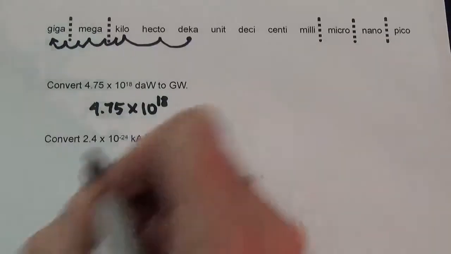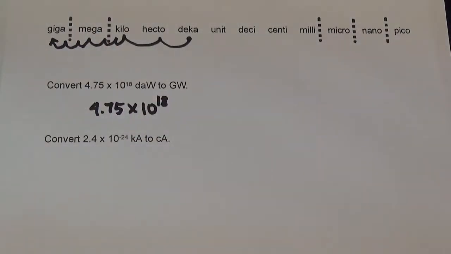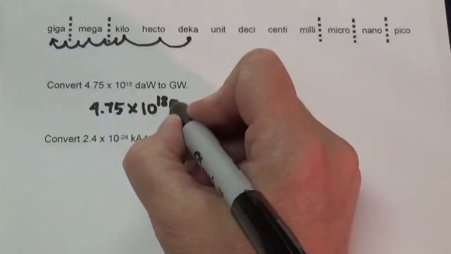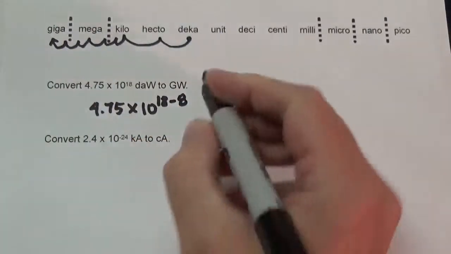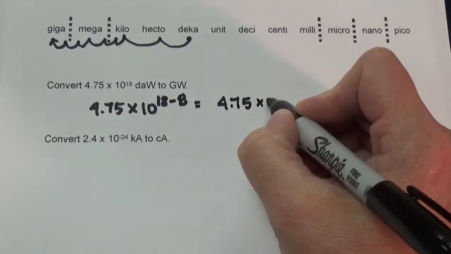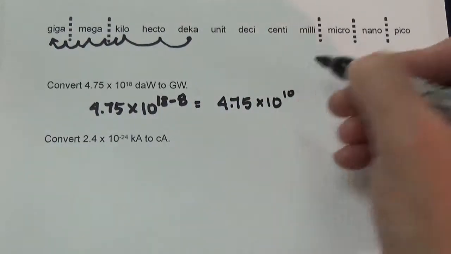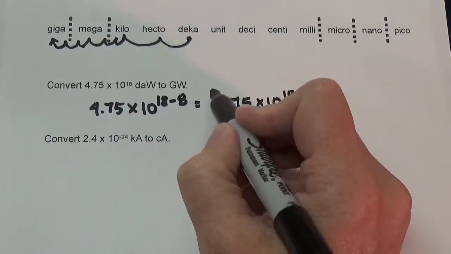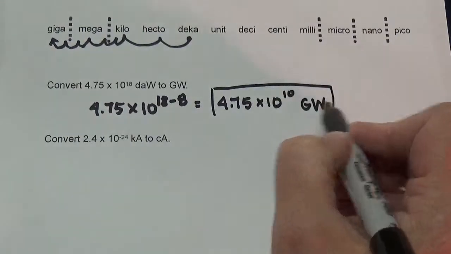When you start with 4.75 times 10 to the 18th, in order to move to the left, you can just subtract from the exponent the number of places you went. So since we went to the left, we are going to subtract 8 from 18. And we end up with 4.75 times 10 to the 10th. And then our unit would be gigawatts. So that is your correct answer.